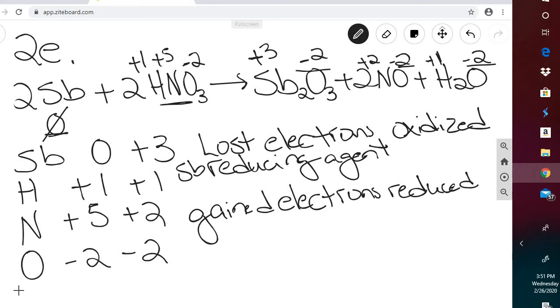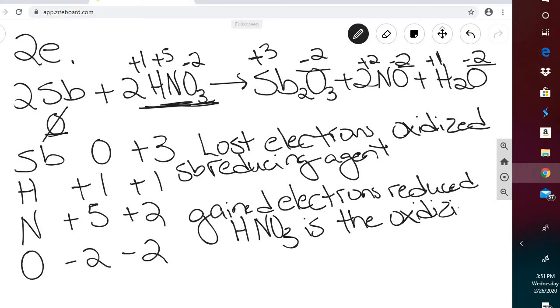And then the nitrogen was reduced. It came from this, so therefore the HNO3 is the oxidizing agent. So in other words, Sb could give away its electrons because this compound accepted them. So HNO3 is the oxidizing agent. Okay, so that is it for number 2.